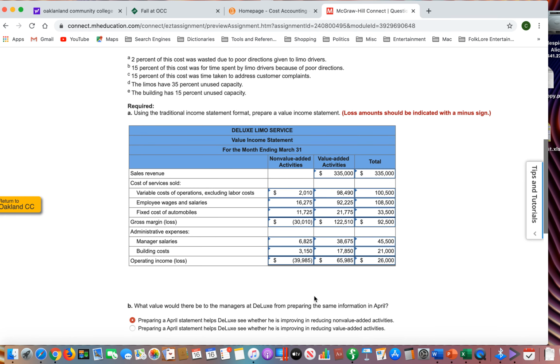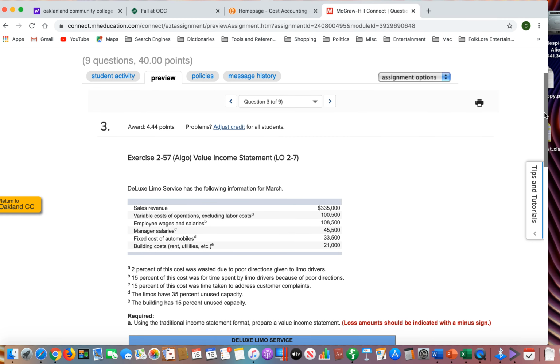It says what value would there be to the managers. This information, of course, lets you know what was wasted. You had $39,000, almost $40,000 of non-value activities, and that's a pretty big chunk. So, I mean, that could have been added to the bottom line. So, anyway, that's that.